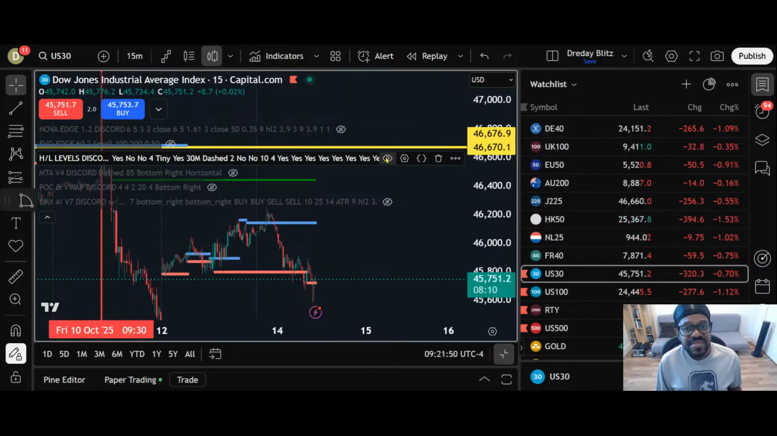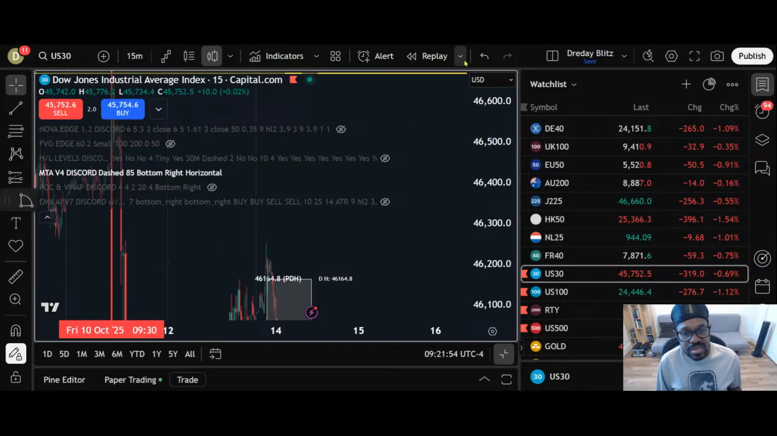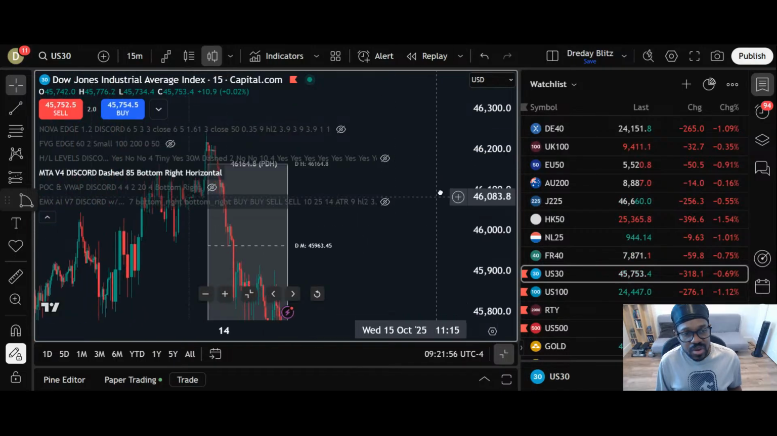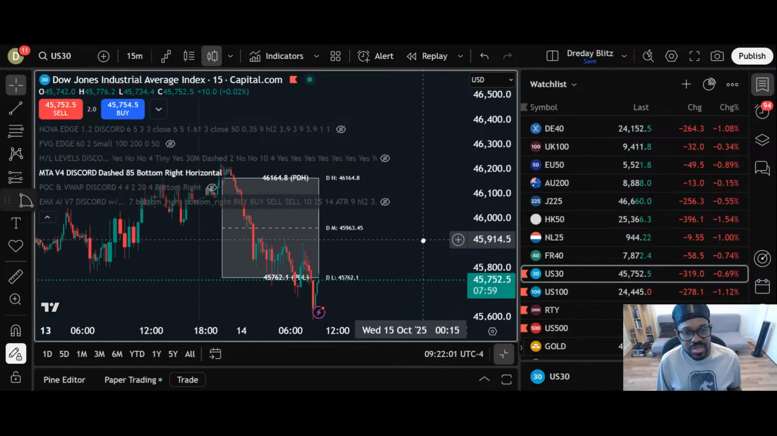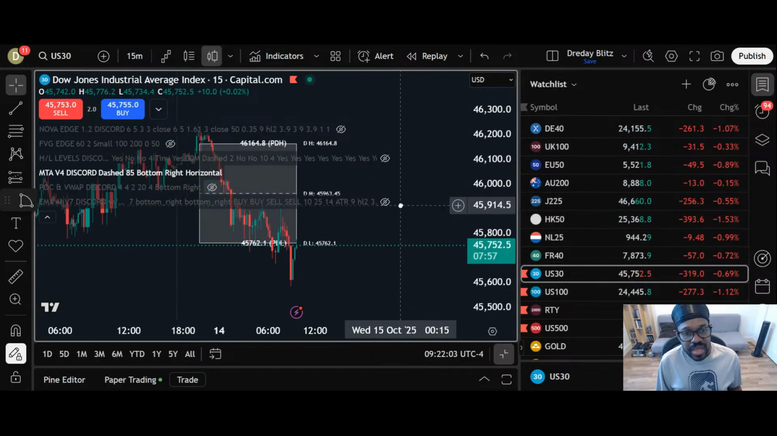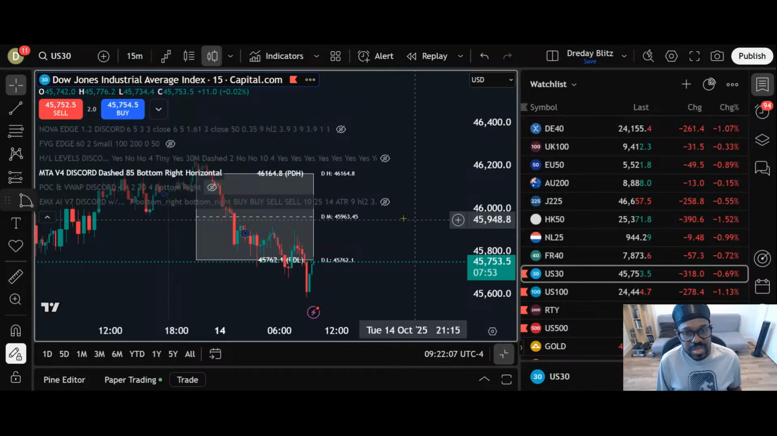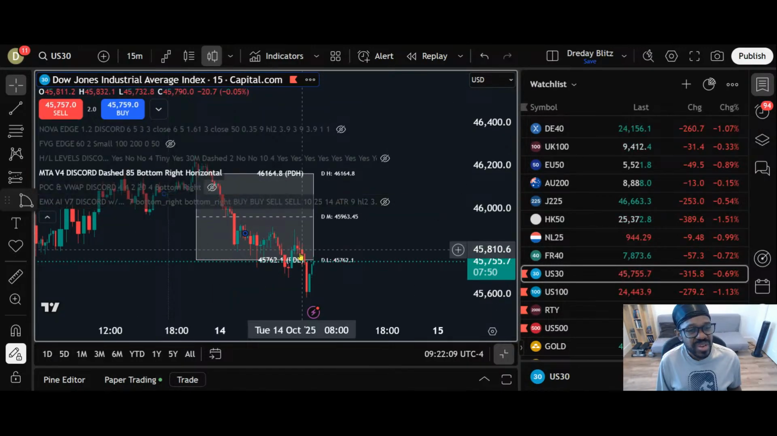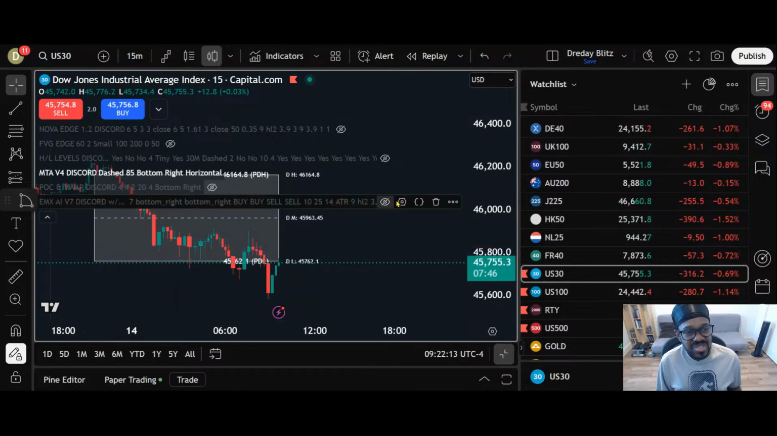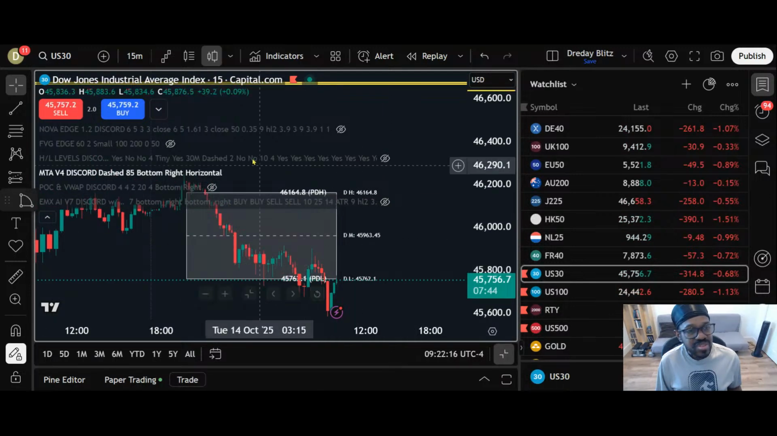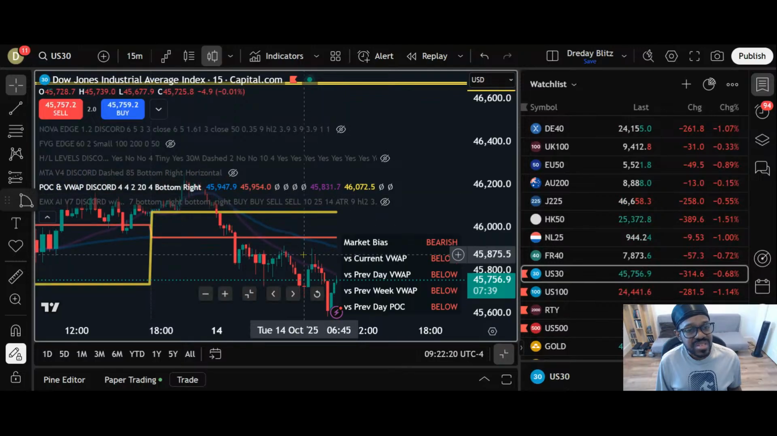Then you have MTA, which is multi-time frame analysis. It provides you with a previous day high, low, and medium price. Right now for US30, we're trading at the previous day low. We may start going lower here, but price may start to reverse and start to go up. So we'll see how this setup will go.